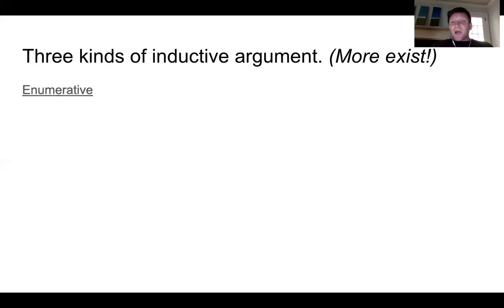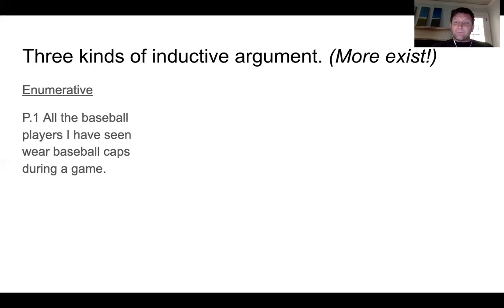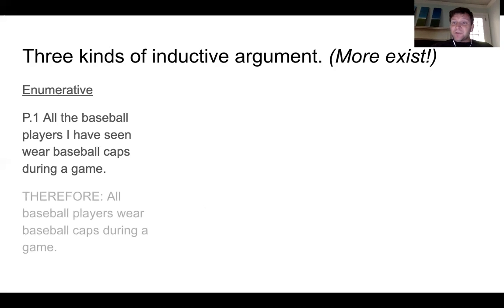So the first type of inductive argument I want you to be aware of is what we call enumerative inductive reasoning. And here's an example of that. Premise one, all the baseball players I have seen wear baseball caps during a game. My conclusion, therefore, is that all baseball players wear caps during a game.